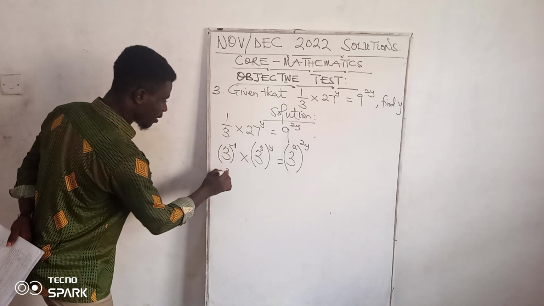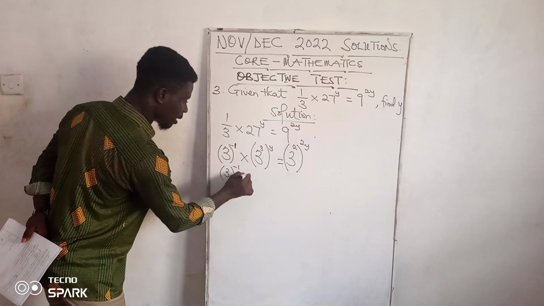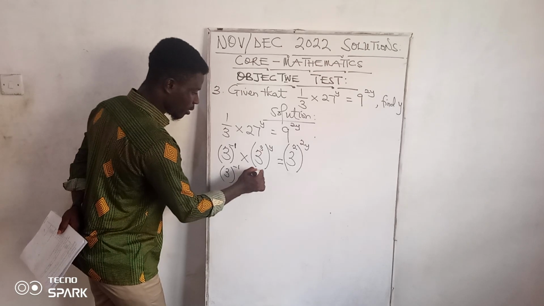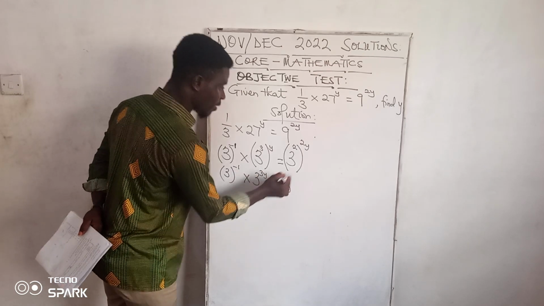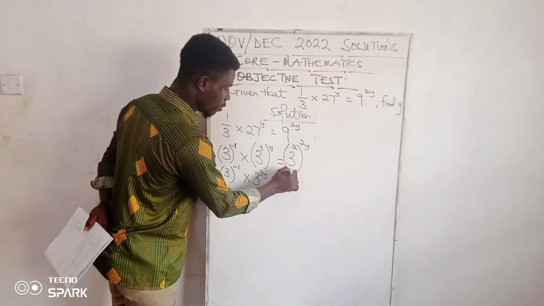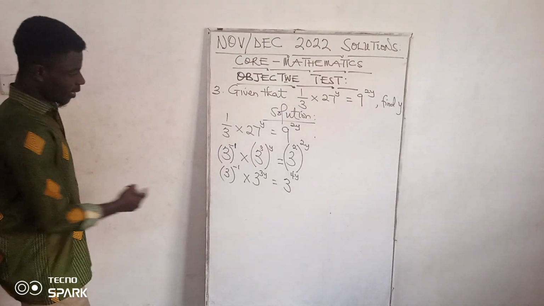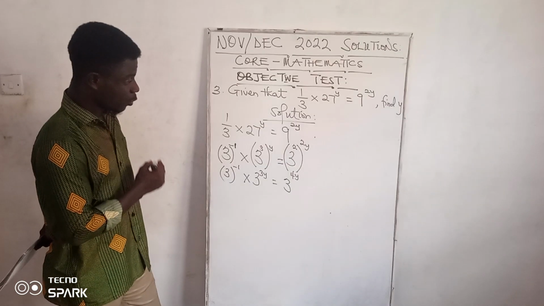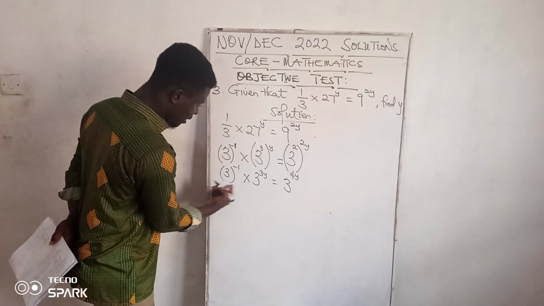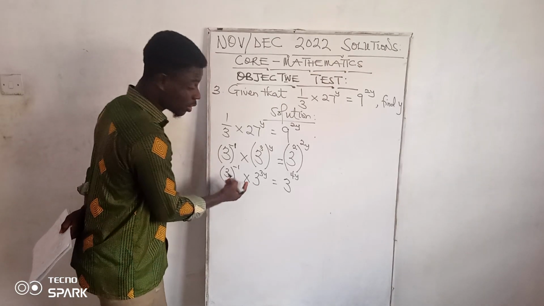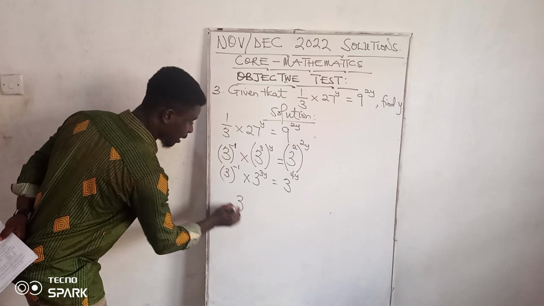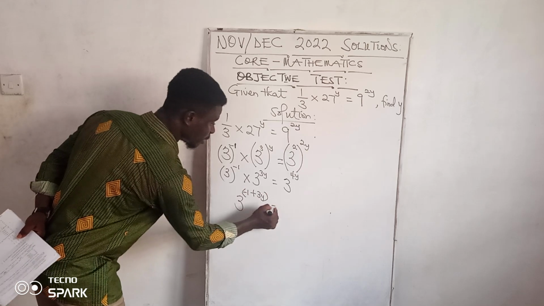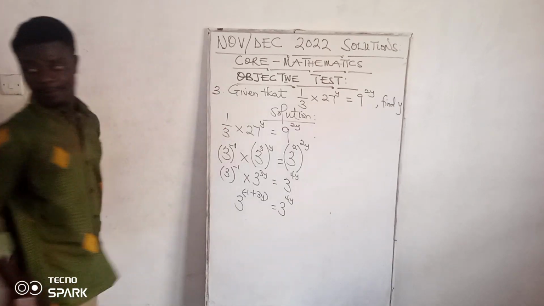So I have 3 exponent negative 1 times. Now they are multiplying, they are not adding. So 3 times y, I get 3y, which must be equal to the same thing applied to this 2 times 2y, which is 4y. So now 3 exponent negative 1 times 3 exponent 3y must be equal to 3 exponent 4y. They have the same base and they are multiplying. So what do we do? We add the exponents. So I get 3 to the power negative 1 plus 3y, which must be equal to 3 exponent 4y.